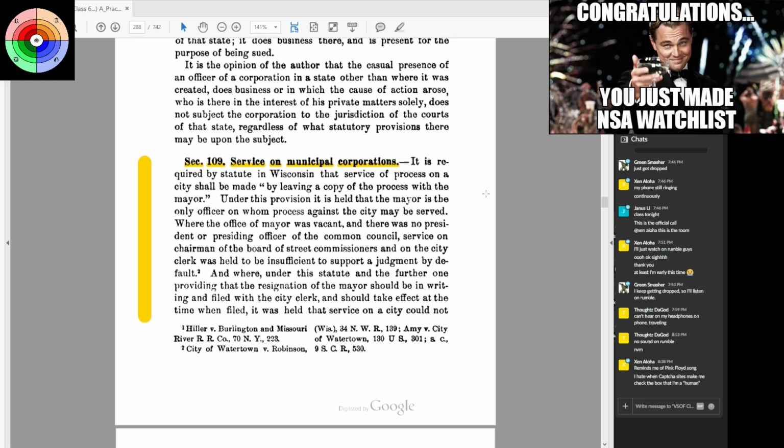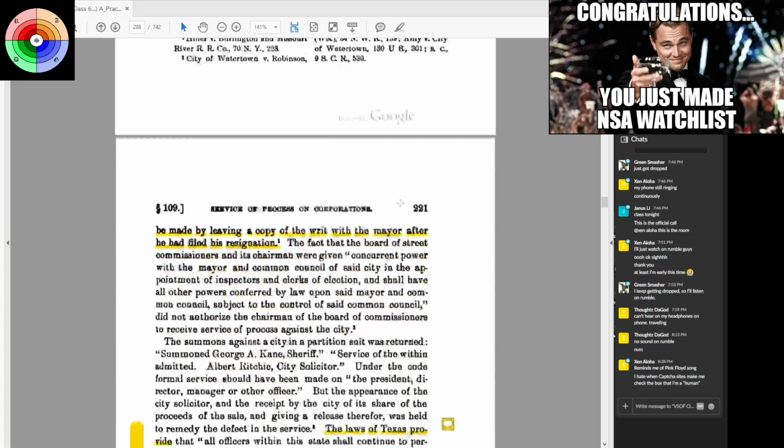To continue, where under this statute and the further one providing that the resignation of the mayor should be in writing and filed with the city clerk and should take effect at the time when filed, it was held that service on a city could not be made by leaving a copy of the writ with the mayor after he had filed his resignation.